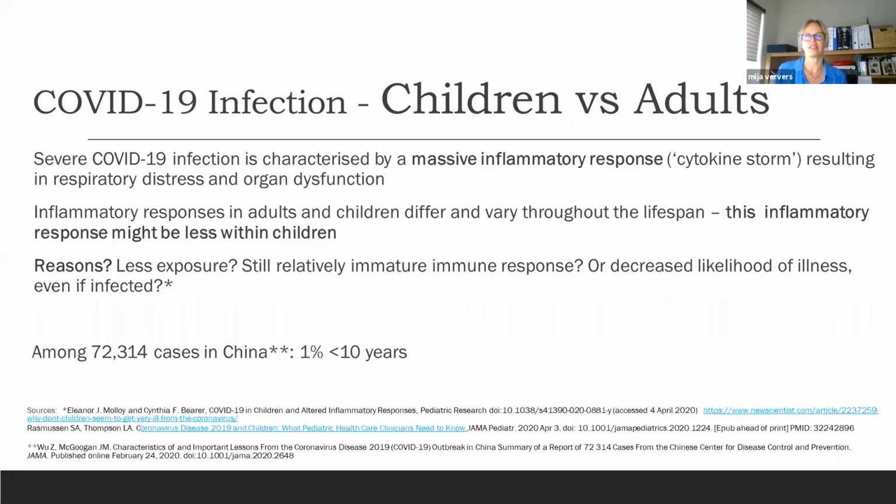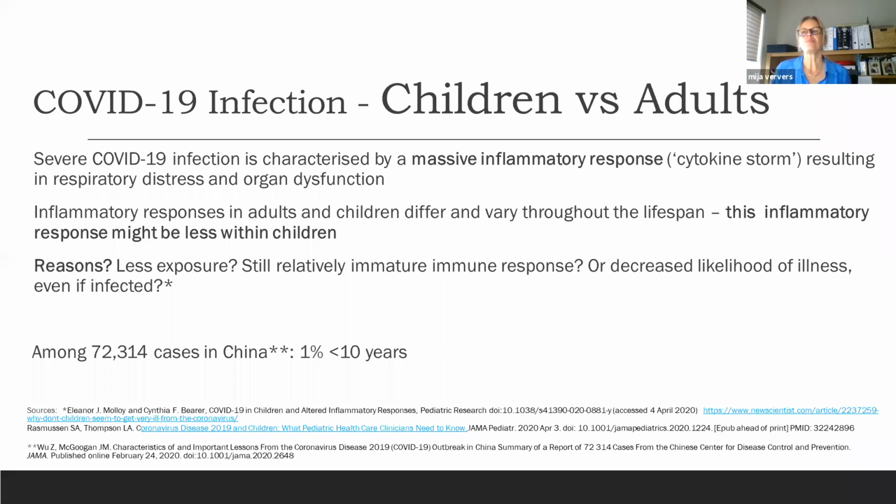Next. So just a slide on children versus adults. How are they affected? So far, we know that the severe infection of COVID is characterized by a massive inflammatory response. We call it the cytokine storm. Cytokines are substances that we use in a normal immune response. So that's normal. However, with the COVID, we've seen that it's kind of a storm, and it's in an overdrive, and therefore it results in respiratory distress or multi-organ dysfunctions.